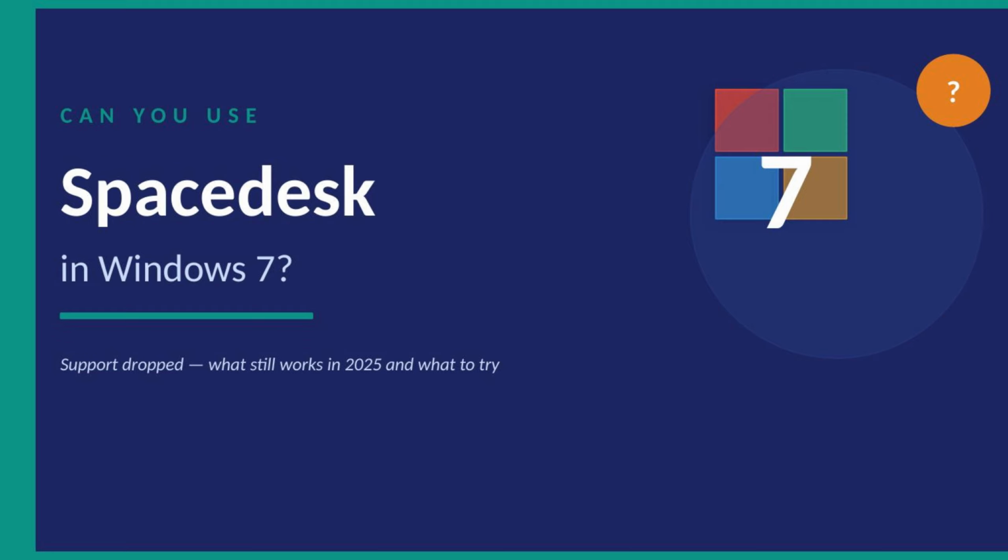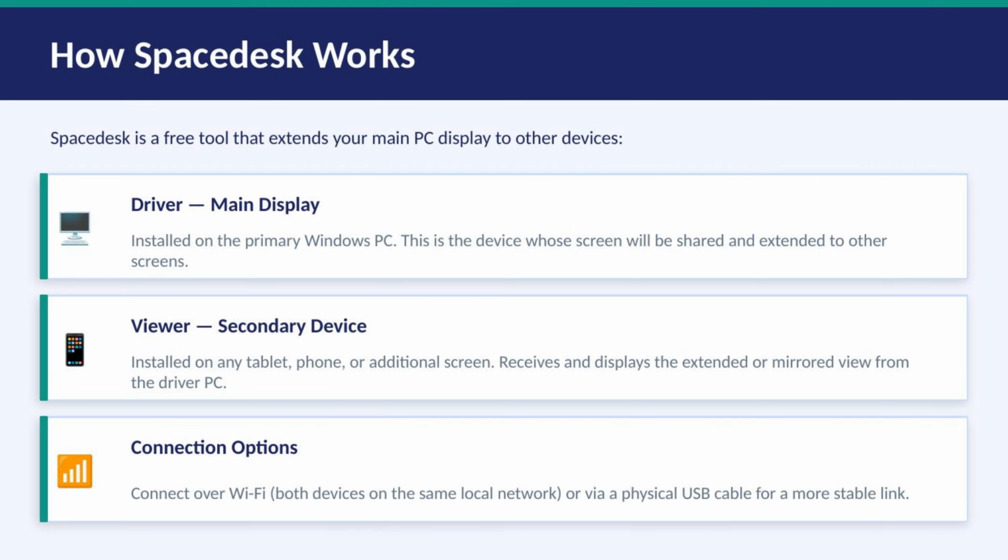In this video, I will answer your questions about how to use Spacedesk on Windows 7 and whether or not it's actually possible in 2025. Let's dive in. The short answer: if you visit the official Spacedesk website, you'll see that the driver, the software that runs on your main display, is only officially available for Windows 10 and Windows 11. There is no official download link for Windows 7 based on my research. Spacedesk appears to have discontinued support for Windows 7 entirely.